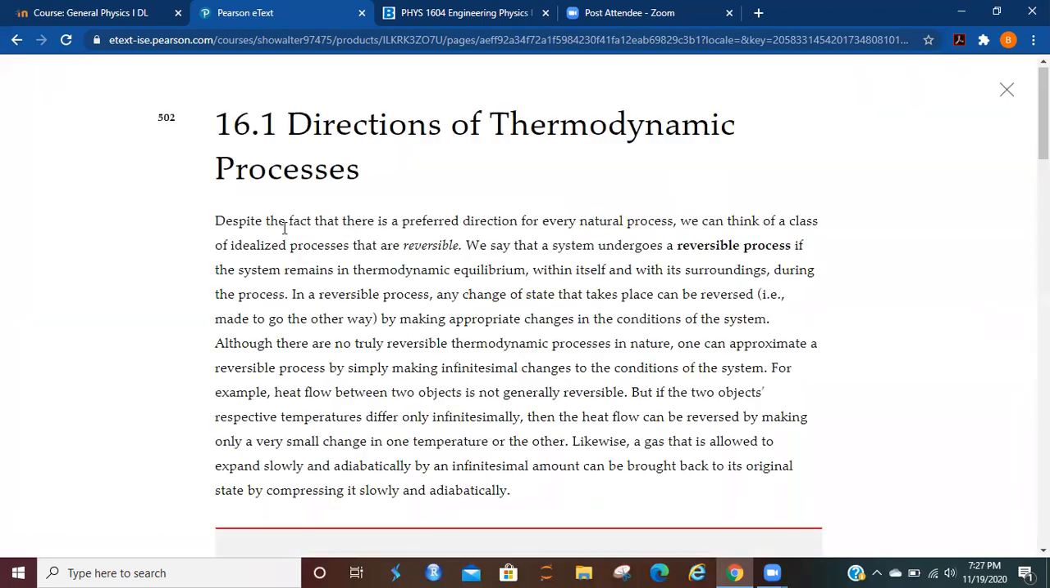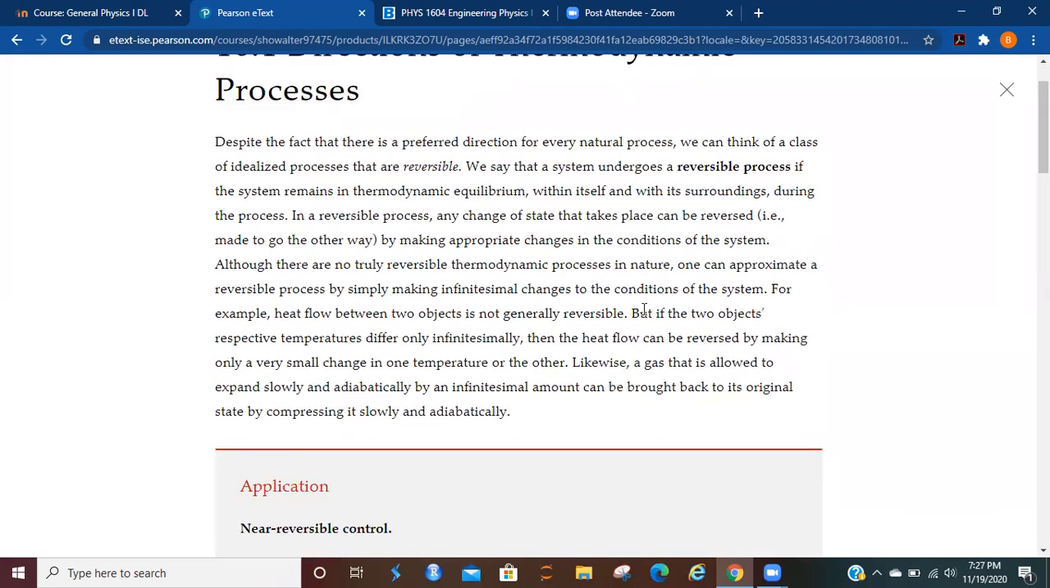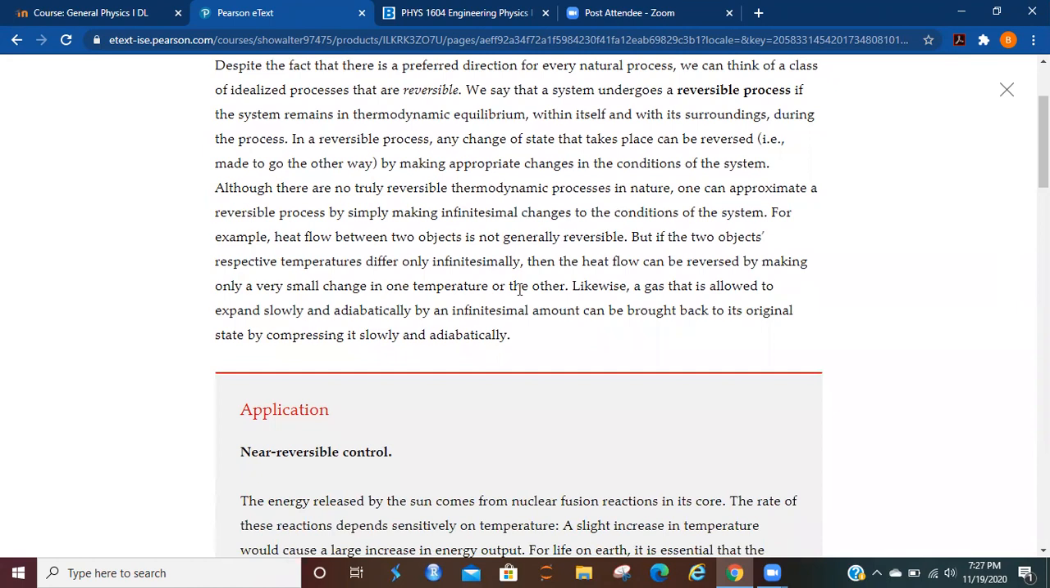So if we go to the section here to discuss things a little bit more, a reversible process is something that a system can undergo if the system remains in thermodynamic equilibrium within itself and with its surroundings during the process. So in a reversible process, any change of state that takes place can be reversed or made to go the other way by making appropriate changes to the conditions of the system.